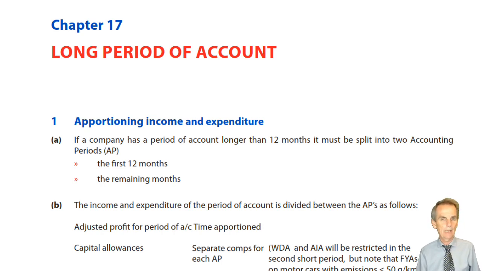But what do we do? How do we do it? When we take that single period of account and, because it is long, more than 12 months, we need to divide it between the two corporate tax computations, the 12-month period and whatever the balancing amount of months for that second period would be. How do we do it?